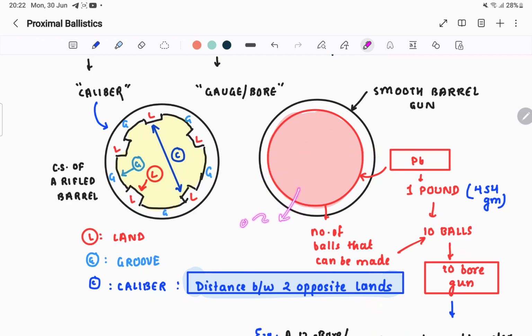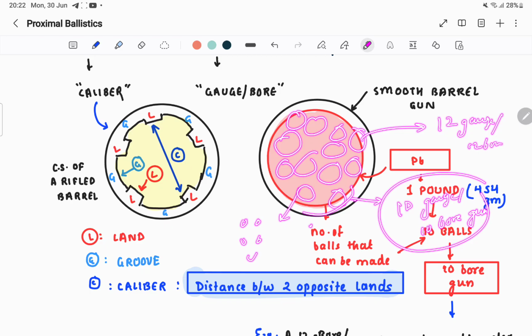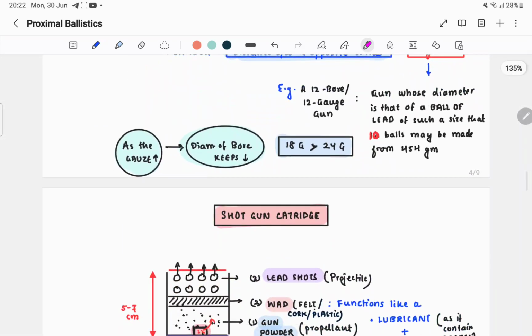Let's say you can make 10 balls from this which would fit this barrel. 4, 5, 6, 7, 8, 9, 10. This is fitting the barrel. 10 balls, so this is a 10 gauge or 10 bore gun. Let's say you can make 12 balls and fit here. So it is a 12 gauge or 12 bore gun. Understood? Clear? Okay. As the gauge or bore increases, the diameter is basically decreasing. More gauge, less diameter. So 18 gauge has more diameter than 24 gauge.